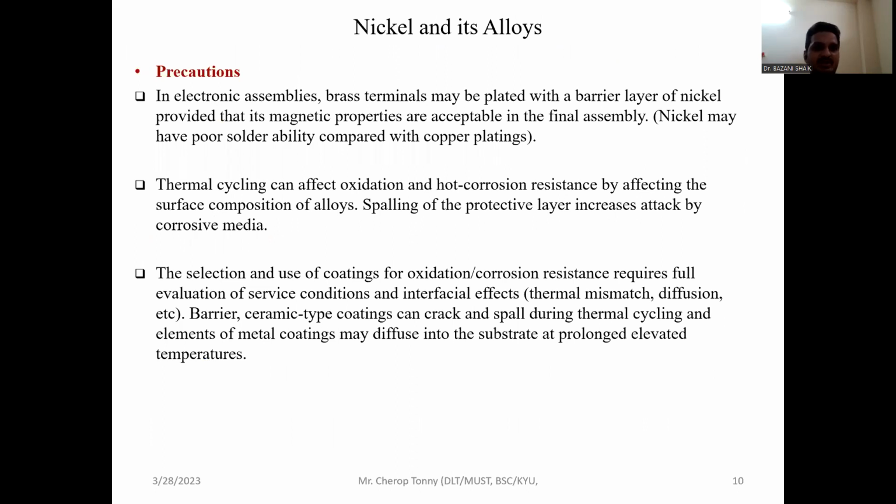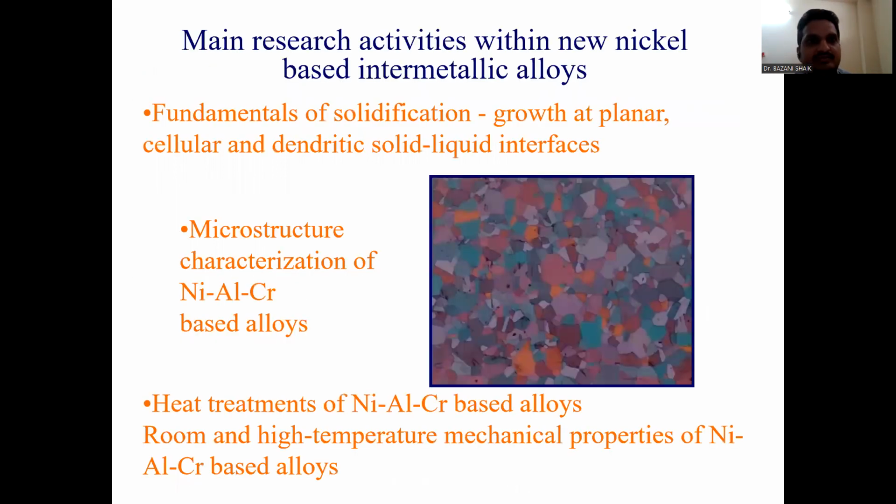The precautions will be based on assemblies, brazed terminals and force vulnerability under thermal cycling, and different layer combinations, service conditions, and interfacial effects like thermal mismatch and diffusion. Barrier type coatings can crack and fall off during thermal cycling, and different elements of metal coatings can diffuse into the substrate at prolonged elevated temperatures.